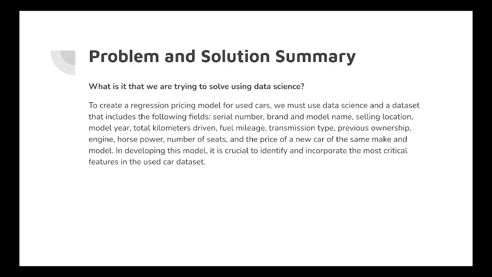What is it that we're trying to solve using data science? We're trying to create a regression pricing model for used cars, and we must use data science and a data set that includes the following fields: serial number, brand and model name, selling location, model year, total kilometers driven, fuel mileage, transmission type, previous ownership, engine size, horsepower, number of seats, and the price of a new car in the same make and model. In developing this model, it is crucial to identify and incorporate the most critical features in the used car data set.